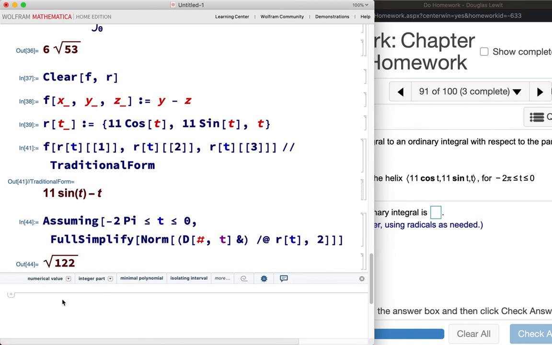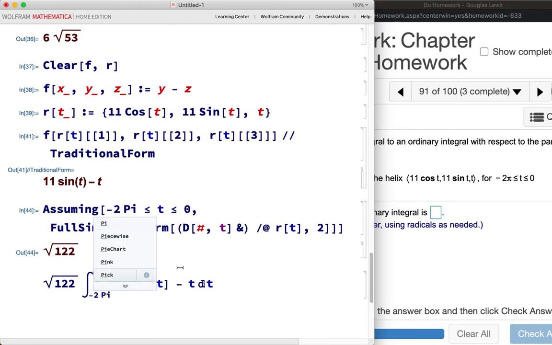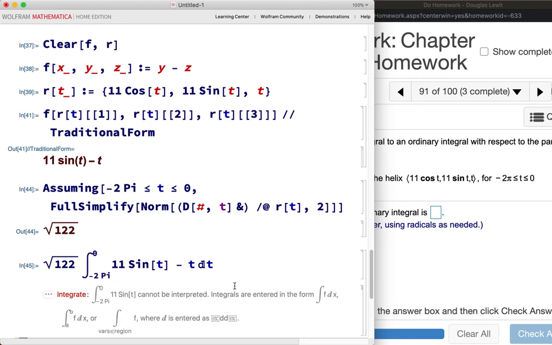So let's do our definite integral. That's going to be the square root of 122 times 11 times sine t minus t. And my variable of integration is t, and this is on the interval -2 pi up to 0. Shift enter. Why is there an issue here? Oh, I know exactly what's going on. There we go. I forgot my parentheses.